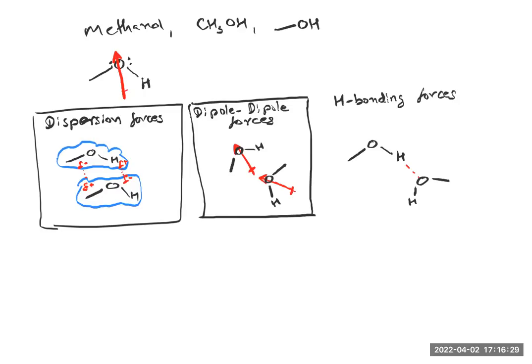So that's it. Let me draw this hydrogen bonding interaction a little bit more nicely. Give me a second. I'm going to use three dots to indicate this interaction. Now here are the three types of intermolecular forces between methanol molecules.